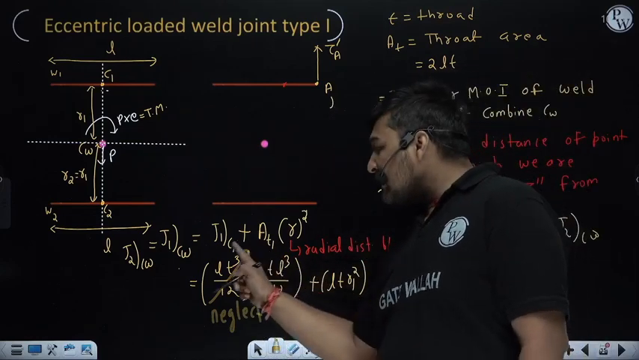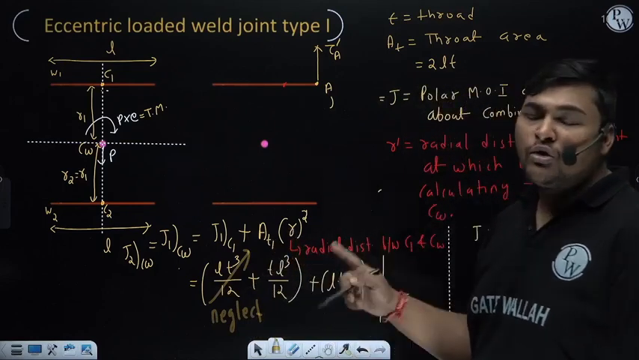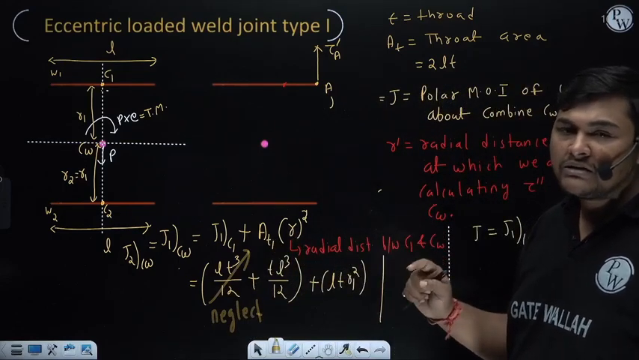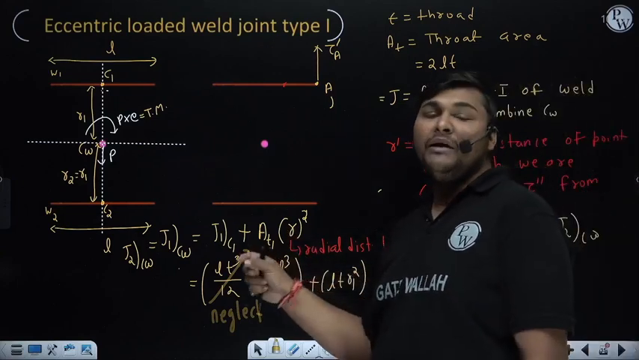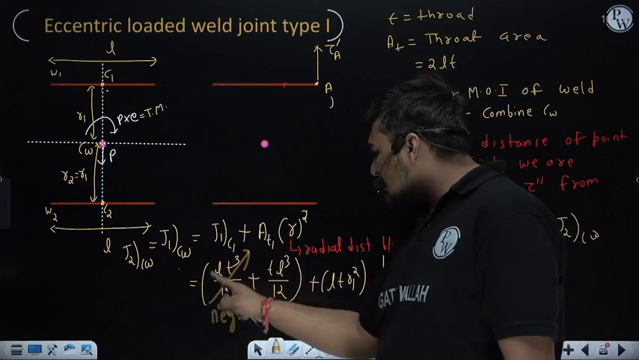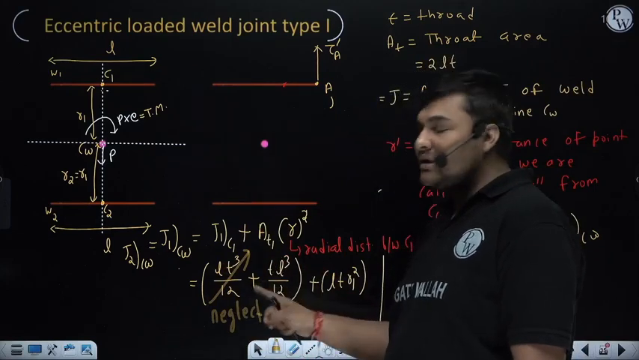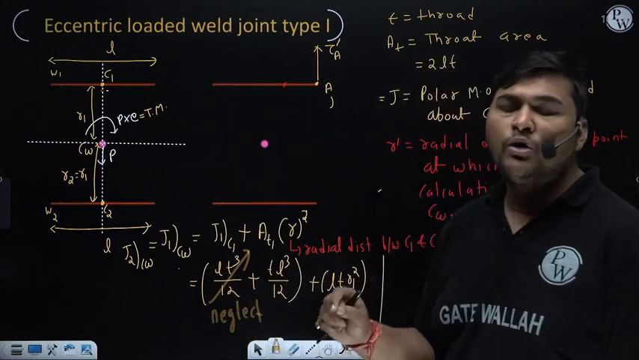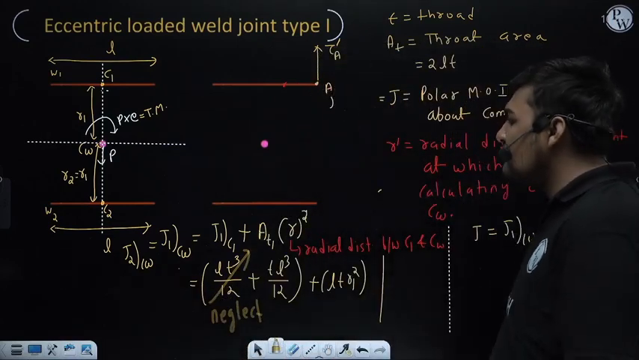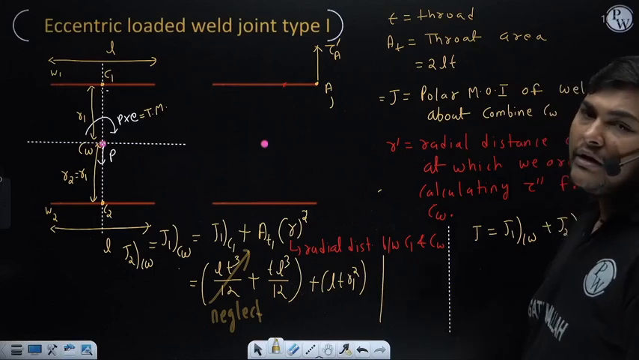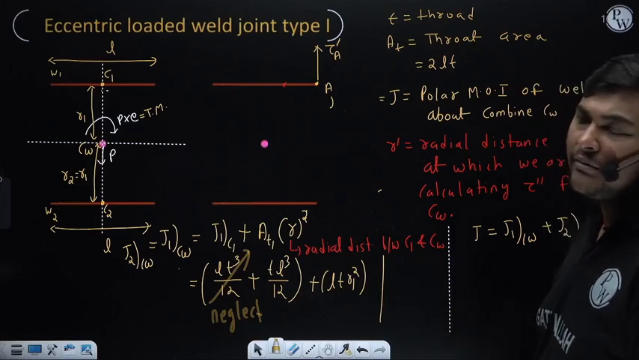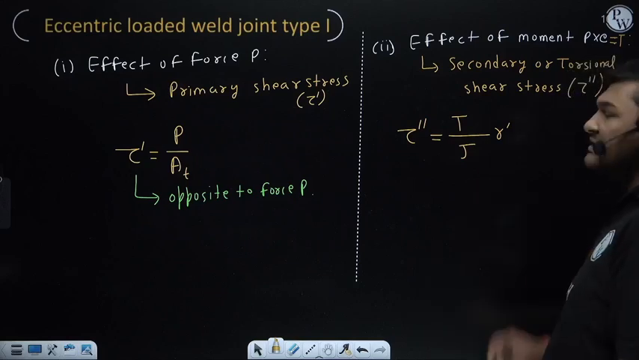in that case, we will neglect the T³ term because throat will be much less as compared to the length of weld. Yes, sir. And throat cubed will be very less as compared to length. So we can say this term will be negligible as compared to this term. So we can neglect this term if our objective is to calculate throat. So it is the method to calculate the combined polar moment of inertia of the whole weld about CW. Okay, and this is the J in this case.